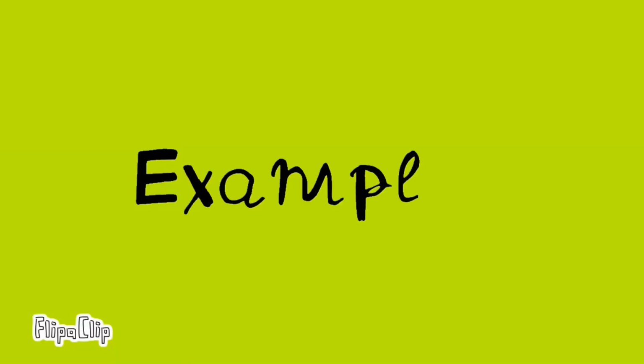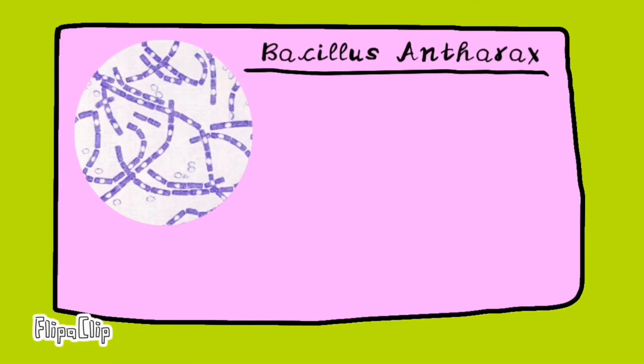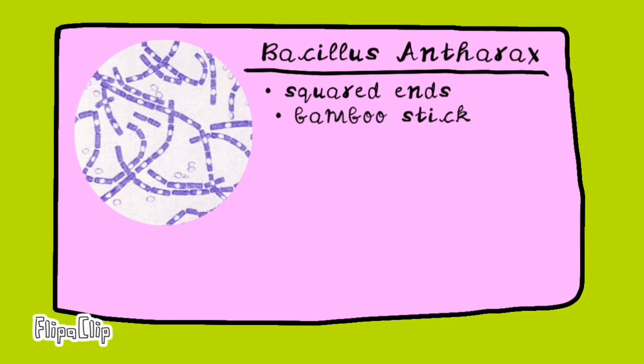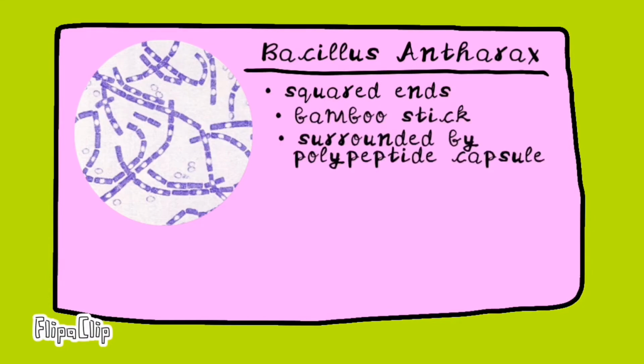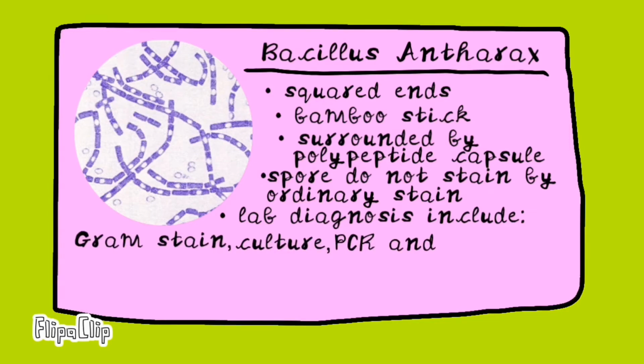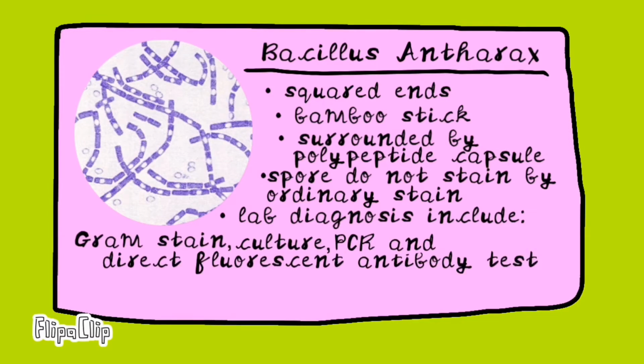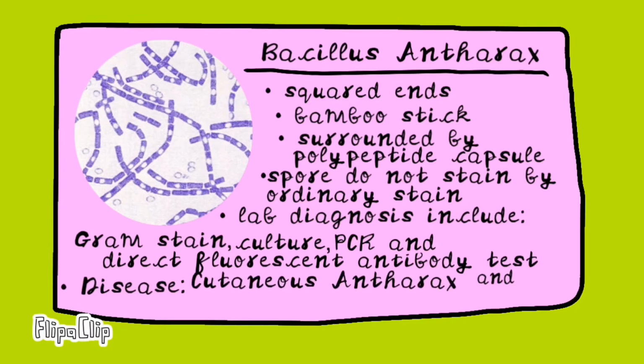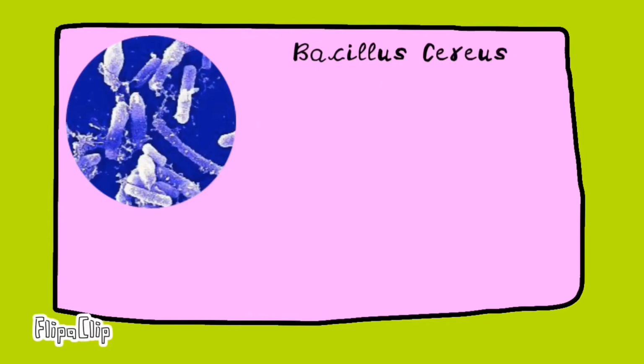An example of these bacteria is Bacillus anthracis, whose bacilli have characteristic square ends, a bamboo stick appearance, and are surrounded by a polypeptide capsule. Spores do not stain by ordinary stain, and lab diagnosis includes Gram stain, culture, PCR, and direct fluorescent antibody tests. The diseases include cutaneous anthrax and intestinal anthrax.